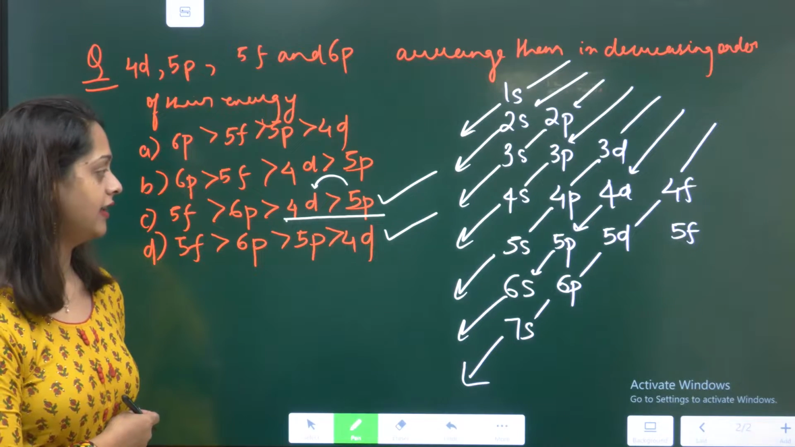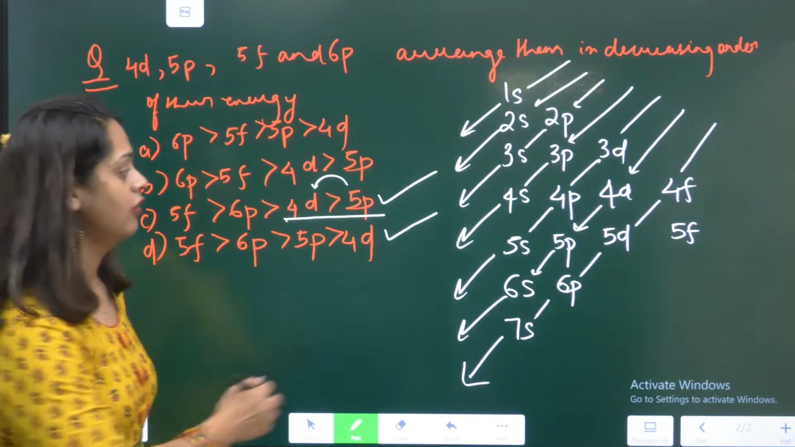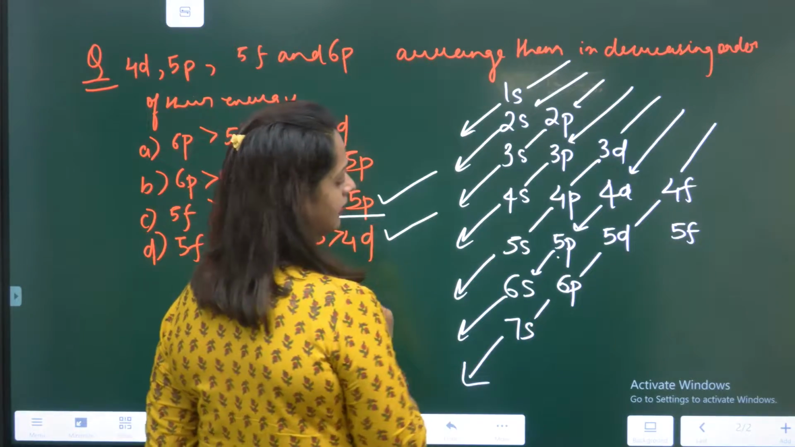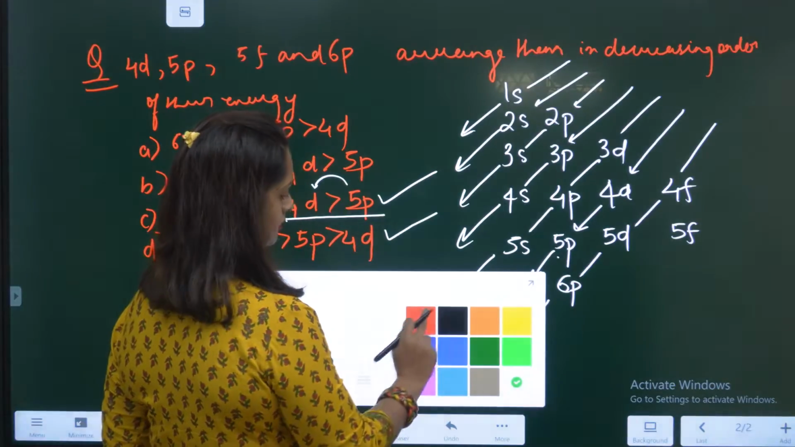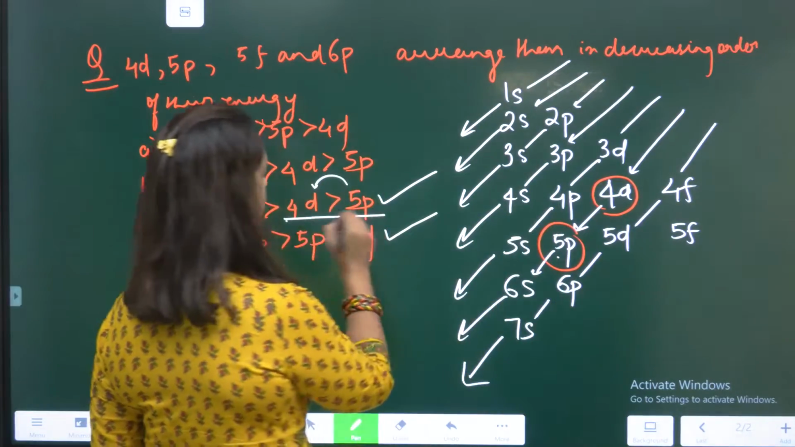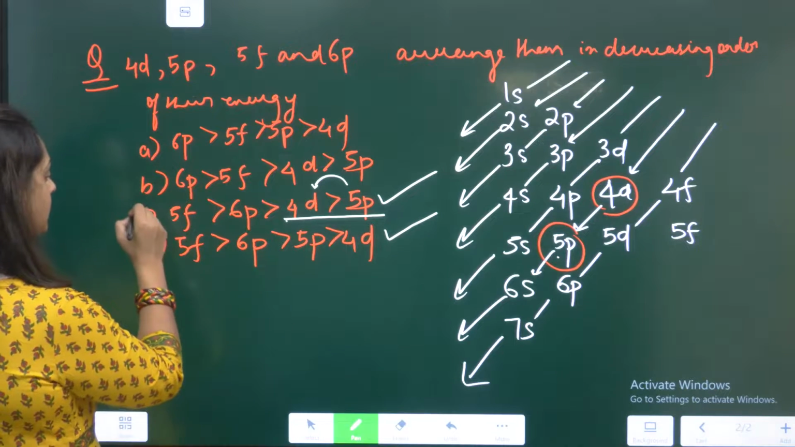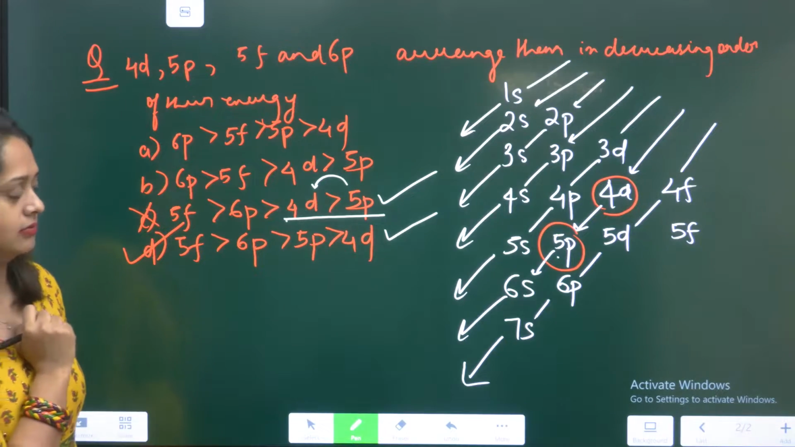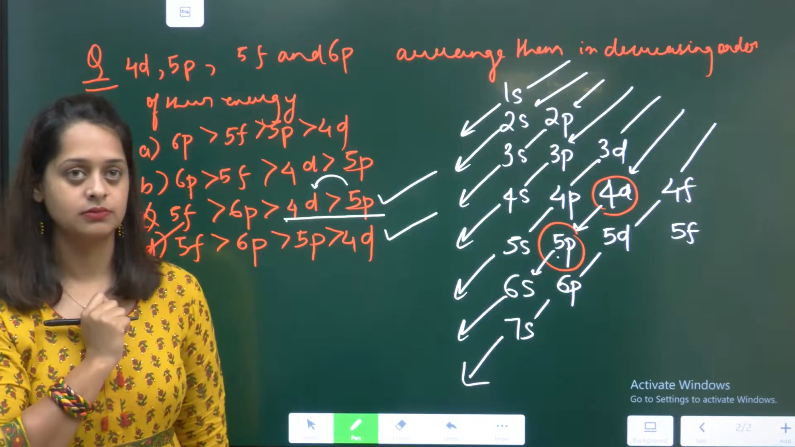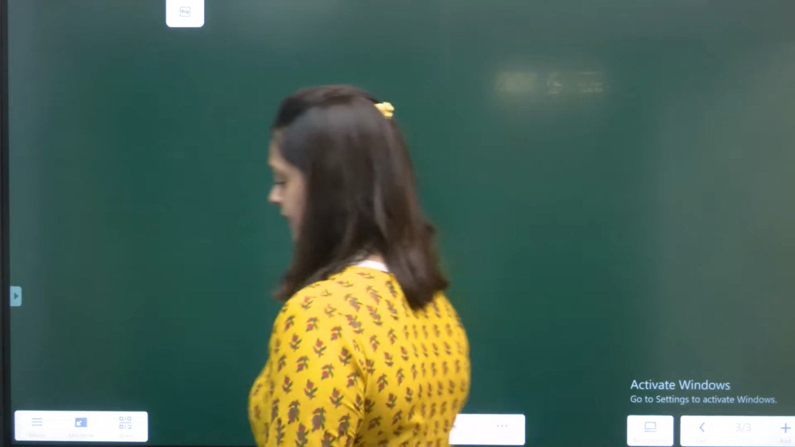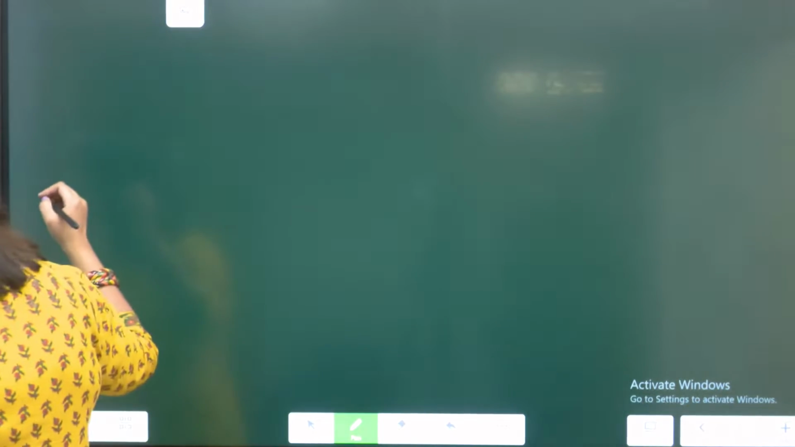So where does 4d come? 4d is coming below 5p. Can you see? Yes, ma'am. So that's where you went wrong, and option C is wrong. Option D is the right answer. Clear? Yes, ma'am. Fine. Let's see another example.